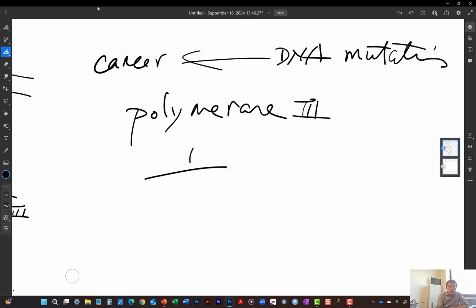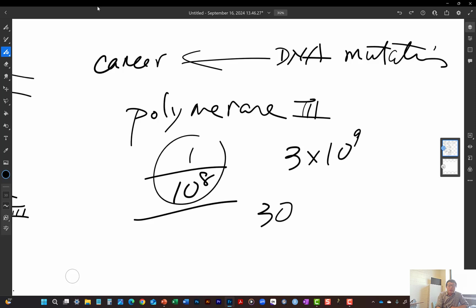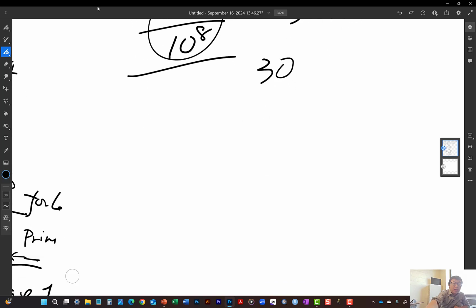There's about 1 out of 10 to the 8th chance that polymerase 3 can make a mistake. It sounds like a very low rate, but think about a human being. Each human cell has 3 billion nucleotides, and if we follow this rate, about 30 DNA replication errors will happen. This number, if they accumulate, would be a big issue.